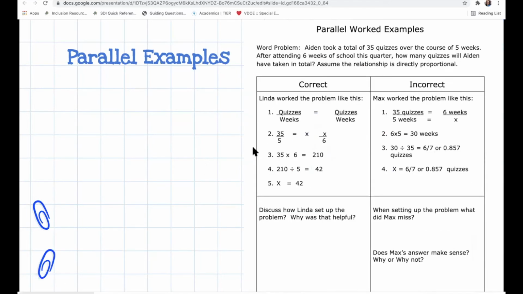The next thing, parallel examples can be done, correct and incorrect. Again, this is with older kids. And this one, I love the fact that it gets into setting up the problem. How did you set up the problem? Do you remember how we set up a problem? What do we always say about that problem? Well, on top should always be quizzes. On the bottom should have been weeks. So they have to be the same on top and bottom. My kids will think that through. And then what did they do that was wrong?